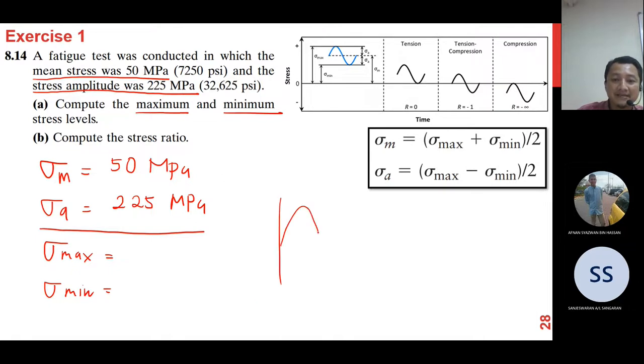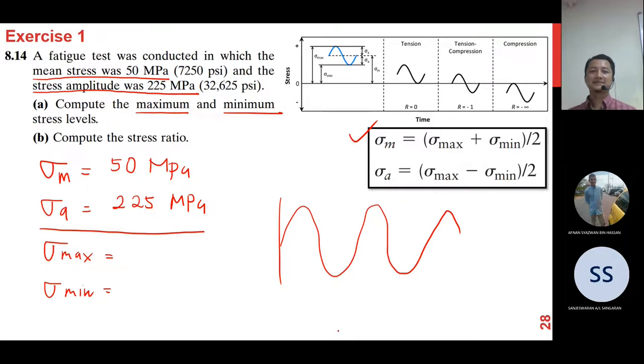Maksudnya hampa nak kena plot sendirilah graf ni. Boleh tak macam ni? Tengok pun boleh tahu kan. Formula dia ni. Kamu nak buat matematik pun boleh, kamu nak agak-agak lukis graf pun boleh juga. Sebab mean ni dia duduk tengah.